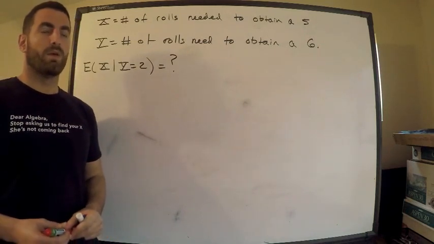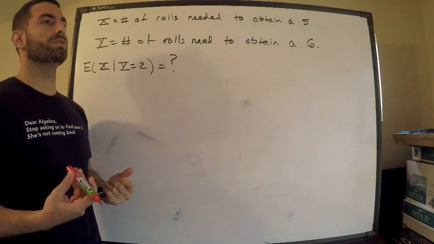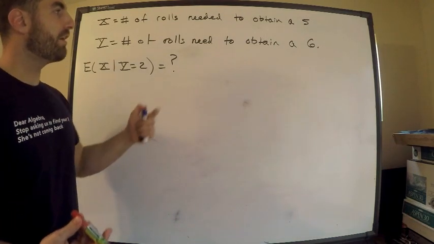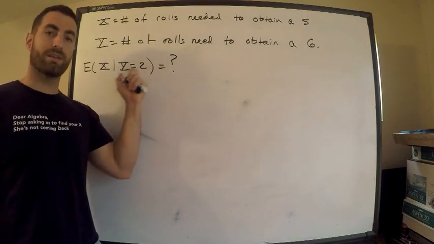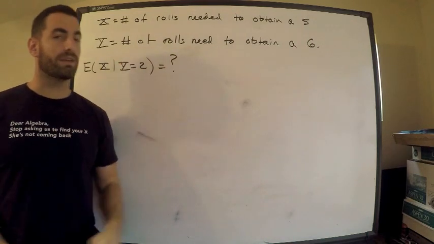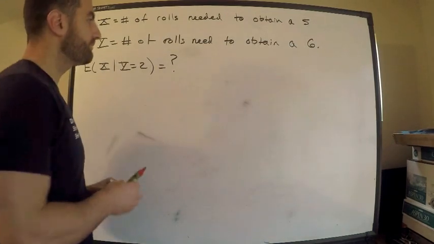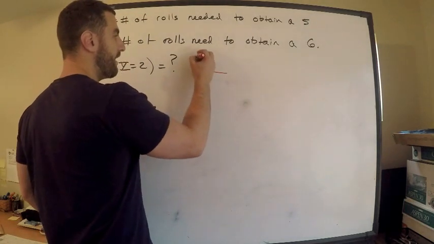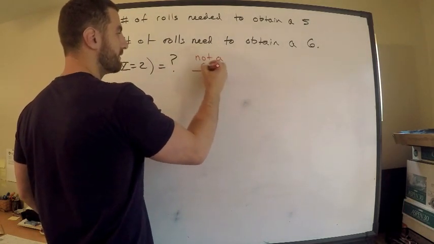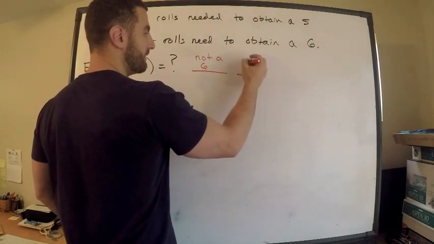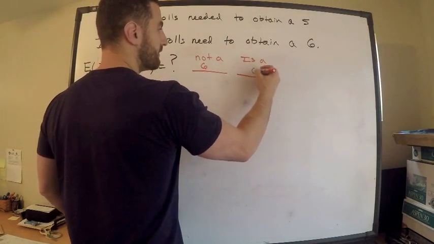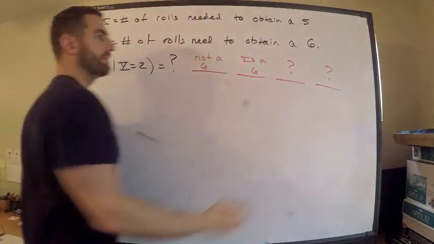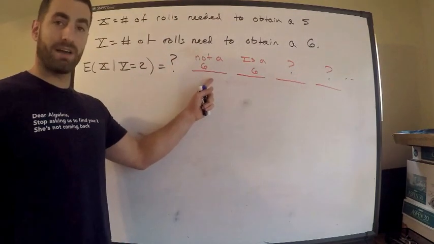In other words, we want the expected number of rolls to obtain a 5 given that our first 6 was at 2, the second roll, right? Because Y is the number of rolls to obtain a 6. So what you should be thinking here, just to help you intuitively: this is my first roll, not a 6. This is the second roll, it is a 6. Then I don't know what happens after that, right? Dot, dot, dot. But the first one is definitely not a 6.